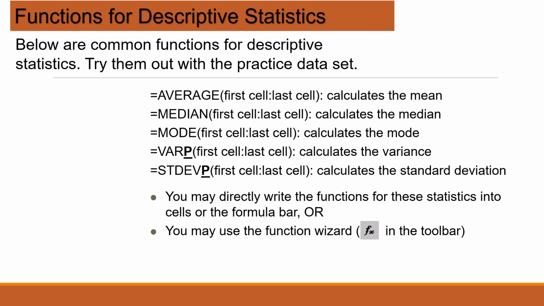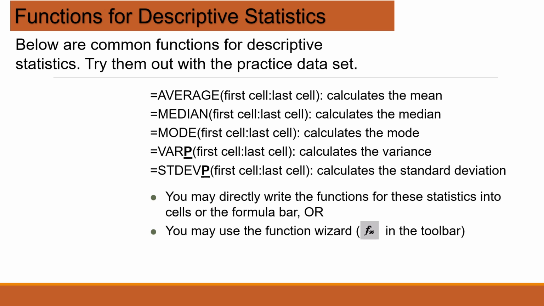Similarly, if we want to calculate the median, we write equal sign median, then in parentheses we put the input, first cell to last cell. This tells Excel to calculate the median of the data from the first cell we select to the last cell. Similarly, for mode, we write equal sign mode, then the input first cell to last cell. This tells Excel to calculate the mode, and so on.